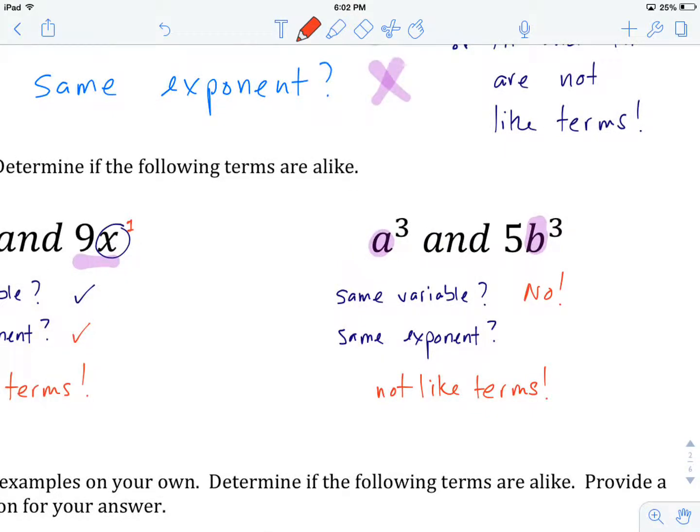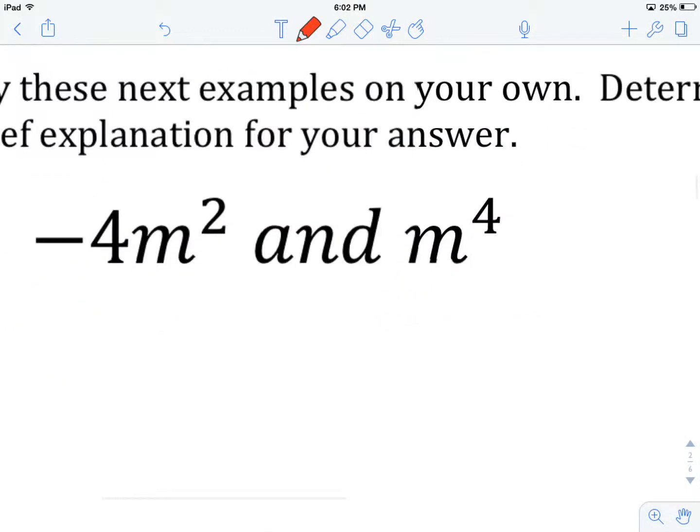So let's get you guys to try a couple of these on your own. I have two of them set up. Let's take a look at example A. I'll get you guys to work this one on your own. So we've got negative 4m squared and m to the exponent 4. So I'd like you to hit pause here in the video. Tell me if these terms are alike. When you know, come on back and we'll see how you did.